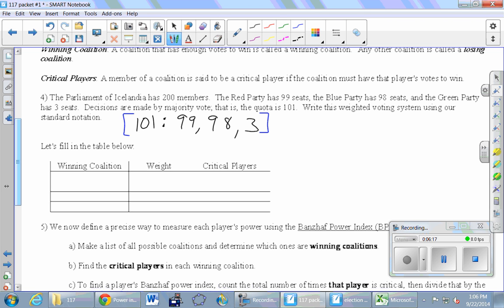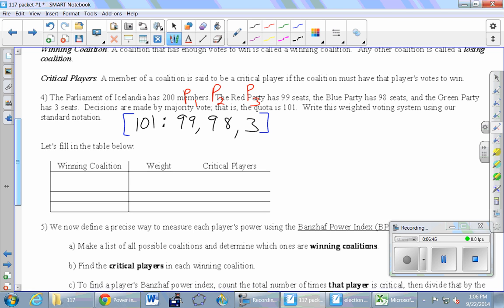So what we're going to first fill in, in this first column, are the winning coalitions. So let's look at these one at a time. Is there any single player that has enough votes to pass the motion? No. So there are no single player winning coalitions. Are there any pairs of players that have enough to pass the vote? There are. And so we're going to start listing these guys. I'm going to call them, just like we normally do, P1 and P2 and P3.